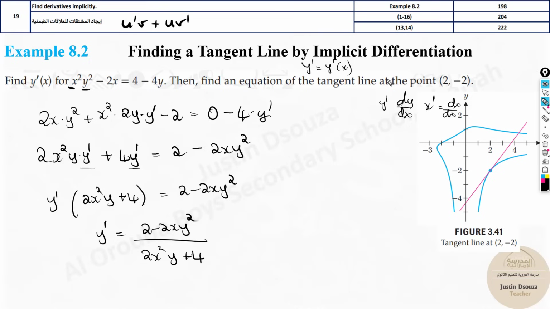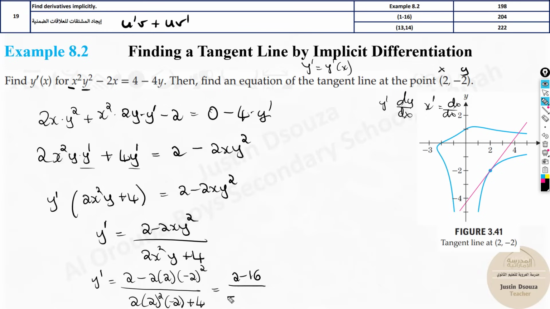They have told us to find the tangent line. This is the implicit derivative. Now substitute the x and y values. x is 2, y is minus 2, so y dash will be equal to 2 minus 2 times, what is the x value? It's 2, and y is minus 2, the whole squared, divided by 2 into 2 squared into minus 2 plus 4. You can use the calculator over here. 2 squared is 4, 4 2s are 8, 8 2s are 16, so it's 2 minus 16.